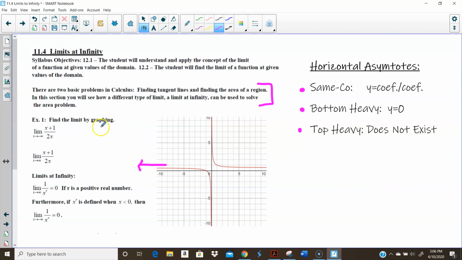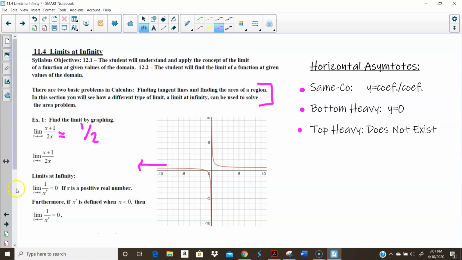So if I were to graph x plus 1 over 2x, it looks like this. You could graph it on your calculator, on Desmos, even graph it by hand, just set up a table. And you can see as x is going to negative infinity, the limit is going to be 1/2. And this is a same co problem, so x to the first is the degree on the top and the bottom. So the coefficients are 1 over 2. And you can see this looks like it's approaching f of x is 1/2 as x is going to negative infinity.